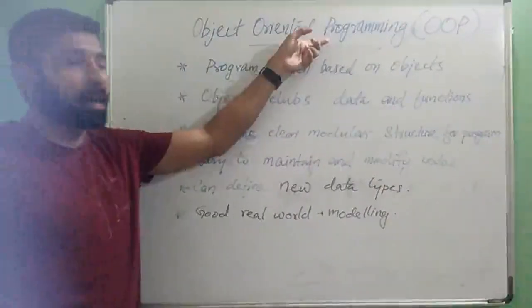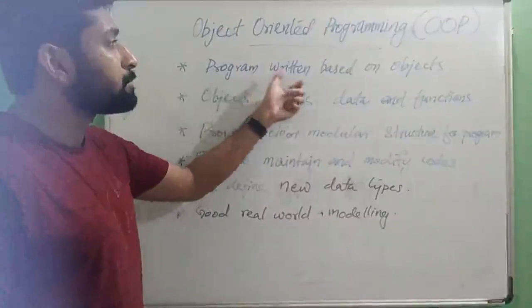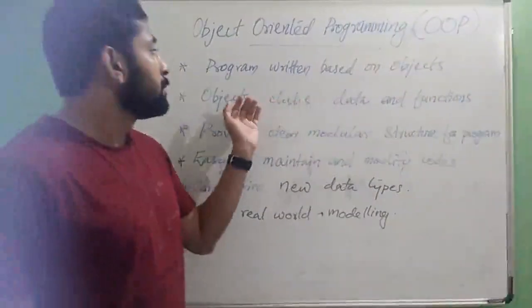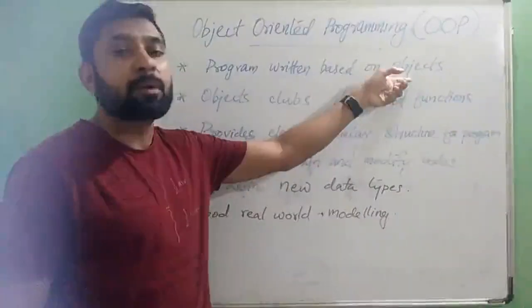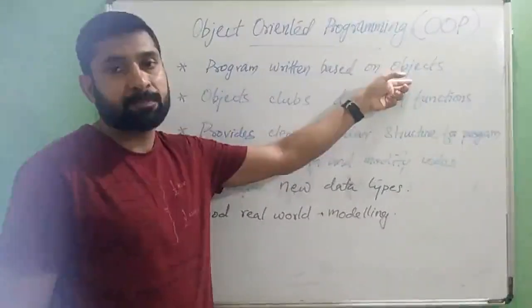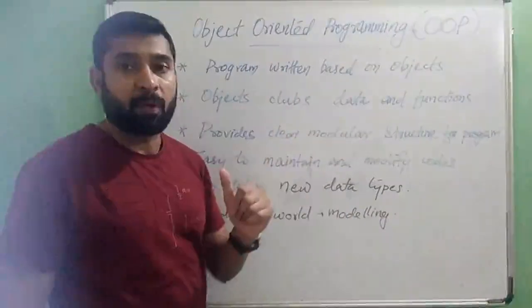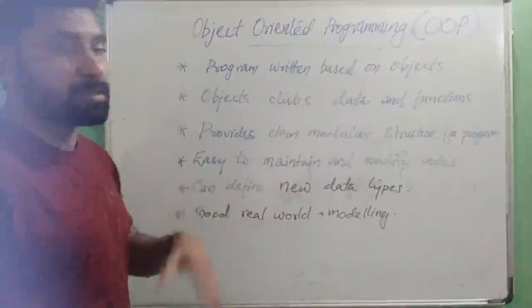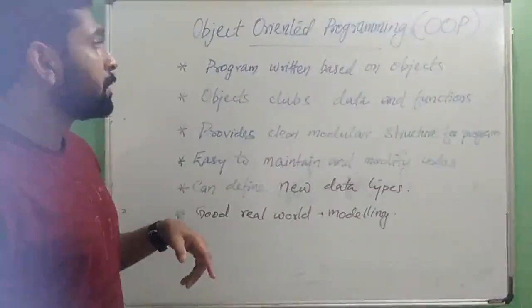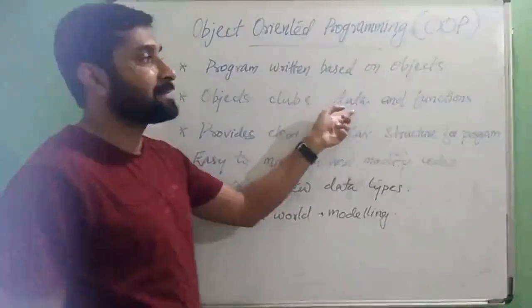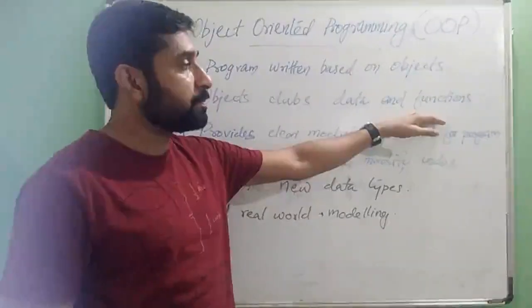In object oriented programming, programs are written based on objects. What are objects? Objects are actually the real-time, real-world modeling of things. Objects club data and functions.